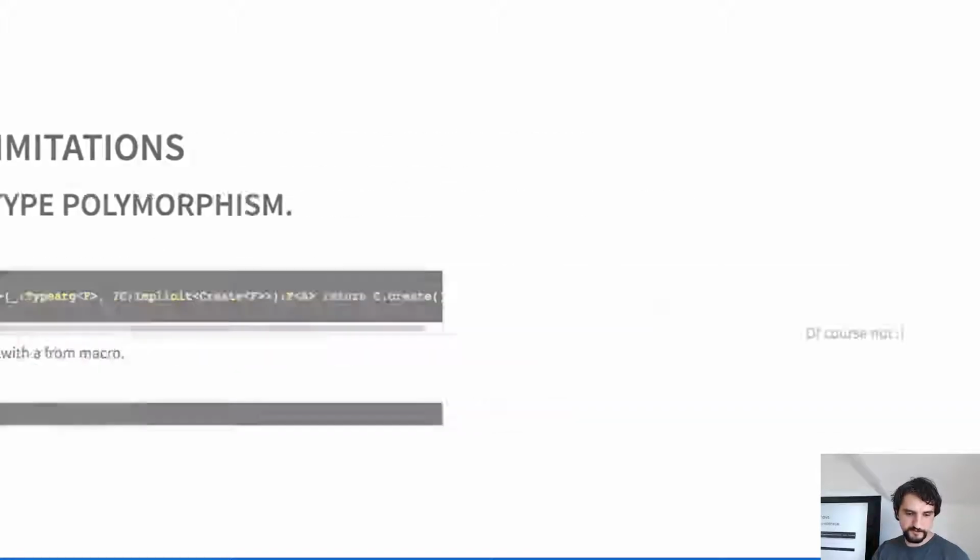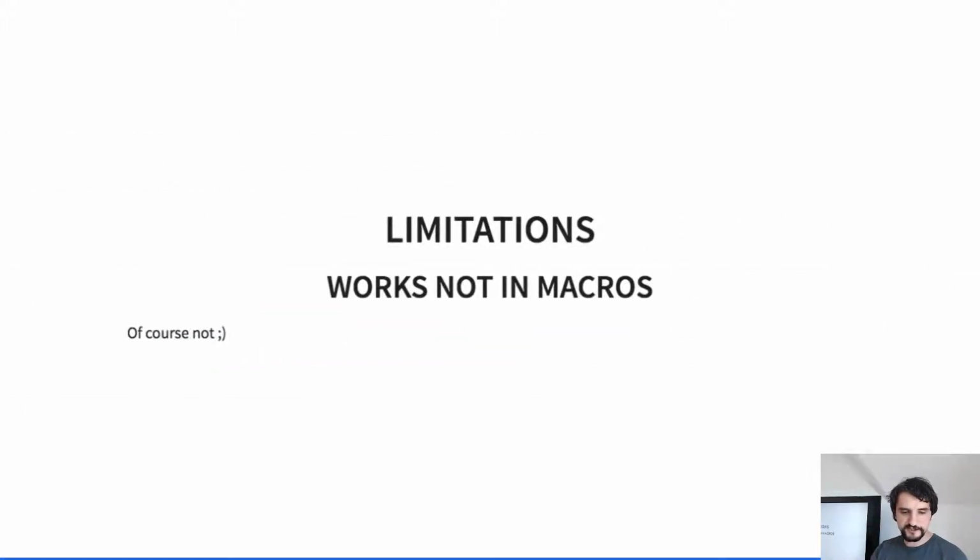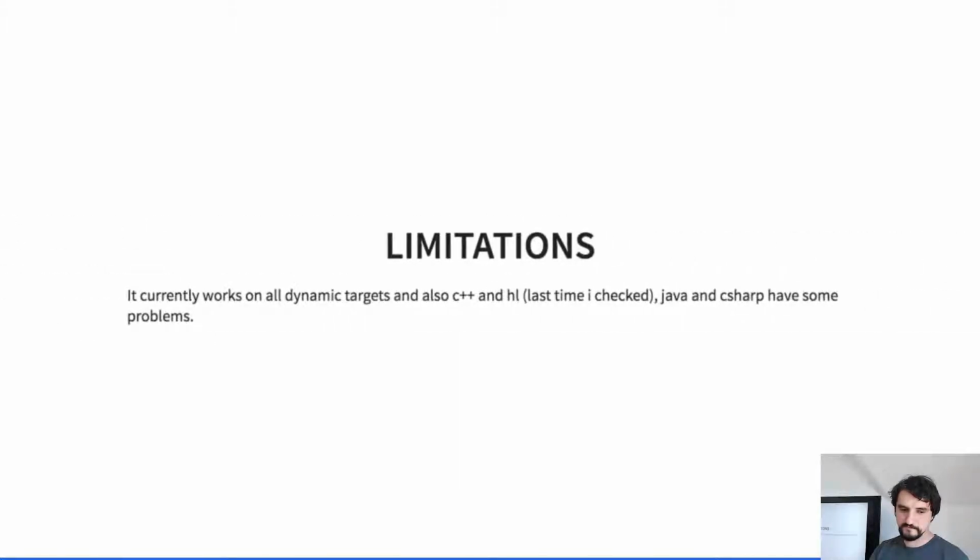Yeah, in that case this will work. The limitation is it doesn't work in macros, of course. You cannot have type classes in macros. And there is also a limitation. It currently works on the dynamic targets. That's not a big deal. C++ and I guess the last time I checked also HashLink, but Java and C# still have some problems, mainly with the higher kinded stuff. Not really the type class stuff, but the higher kinded stuff.